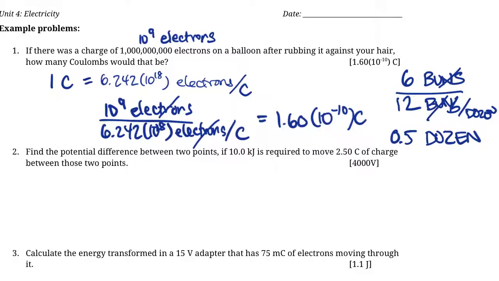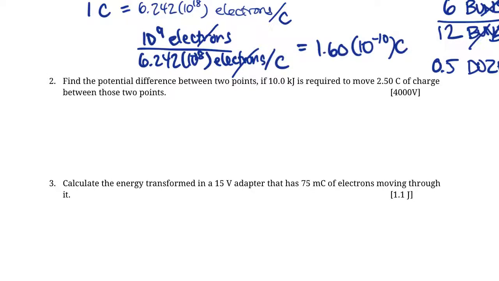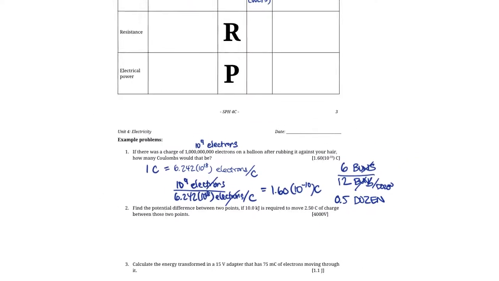Second question, find the potential difference between 2 points if 10 kilojoules is required to move 2.5 coulombs of charge between those 2 points. So basically it's saying we have a certain amount of energy that's going to be pushing on these electrons to move, right? What's the electric potential difference between these 2 points? Basically, what kind of battery do we need to apply this amount of energy to the charge? So whenever we have potential difference, we have energy and we have charge, we actually have an equation that relates those two things.